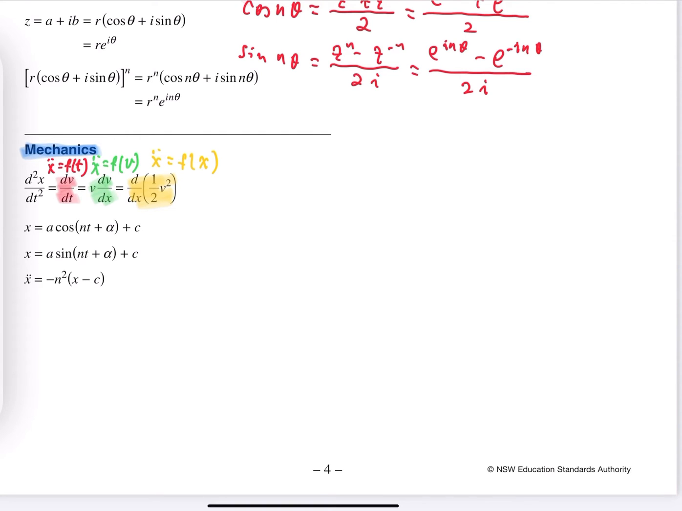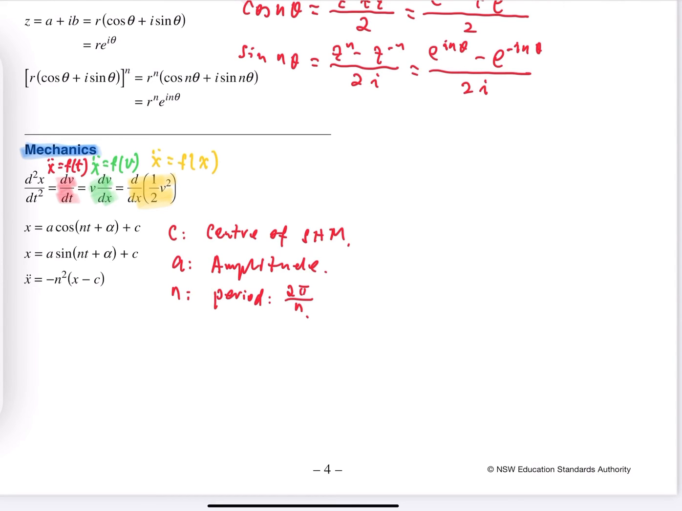We have the parameters a, n, c and alpha there. So I'm going to give you some explanation of what each one means. First one, the c. c is the center of the simple harmonic motion. Simple harmonic motion has a center, so c represents the center. And what's a? a is the amplitude of the motion. And what is your n? n we use to find the period of the motion, which is equal to 2 pi over n.